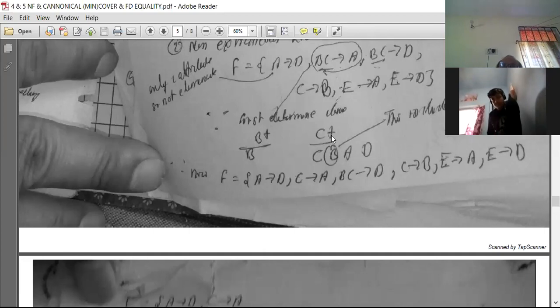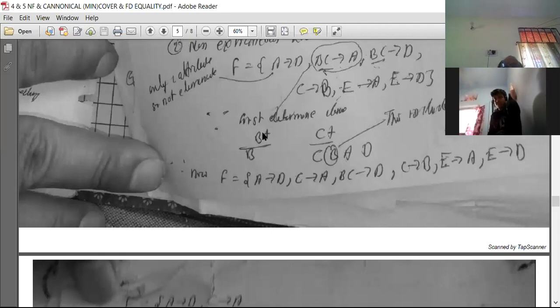From C, I will check the closure of C. From C I can reach C, and from C I can reach B. So B I have written, and from BC I can reach D, so D I have written, and from BC I can reach A, so A I have written. So I have found the closure of C.